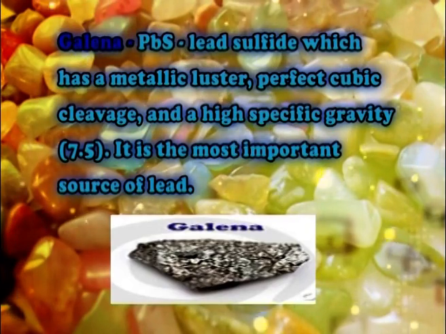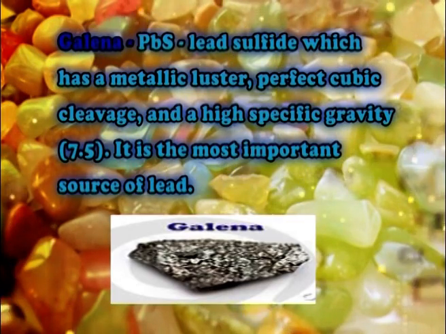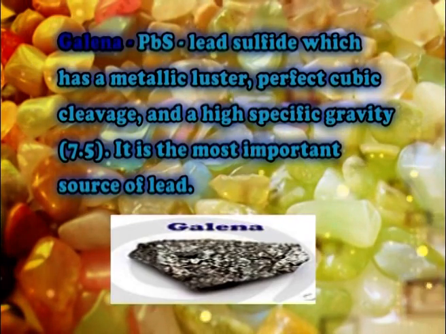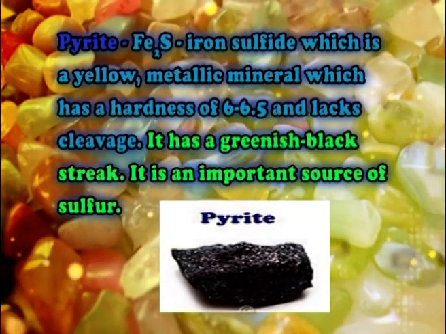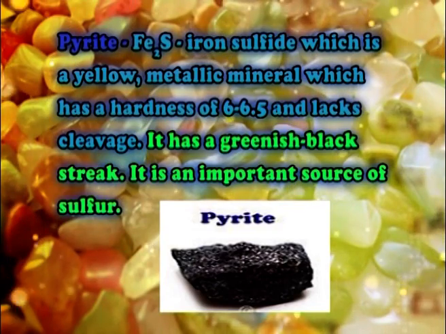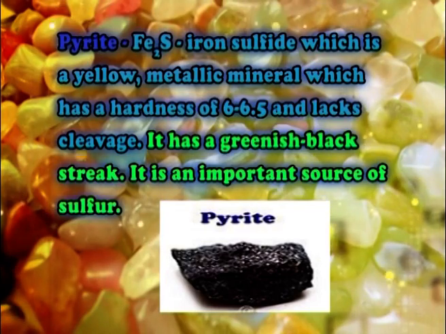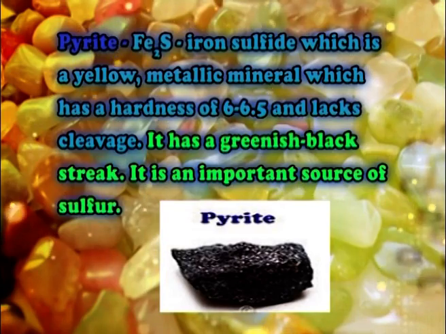Many important silver minerals are sulfur salts. Galena is a lead sulfide which has a metallic luster, perfect cubic cleavage and a high specific gravity, that is 7.5. It is the most important source of lead. Pyrite is a sulfide of iron, a yellow metallic mineral which has a hardness of 6 to 6.5 and lacks cleavage. It has a greenish black streak. It is an important source of sulfur.